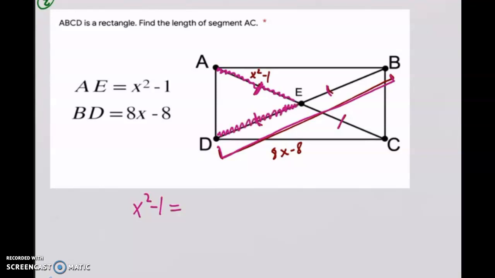So what I want you to do is think about if the whole segment is 8x minus 8, what is this part of this segment going to be? You can set that right there, and then remember, get it equal to 0 and factor. And we're looking for the length, in case you're wondering, we're looking for the length of AC. So be careful with that too. All right, try it again.